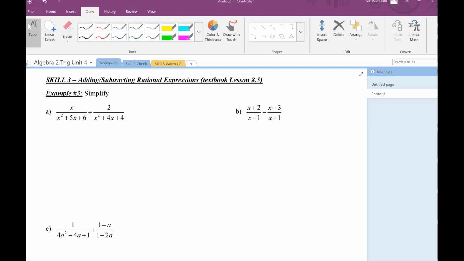In this section, we're going to talk about common denominators. So a key here to add is to make that common denominator. And you really need to see these denominators in factored form before you can make a decision about what that common denominator is. So I'm going to look at example 3a.